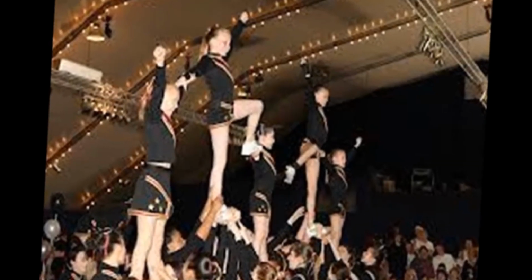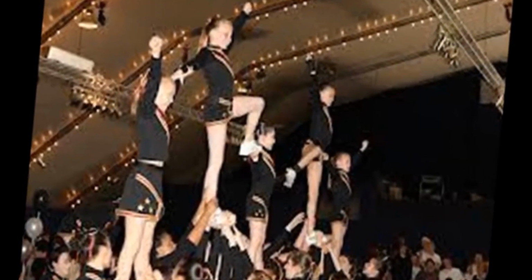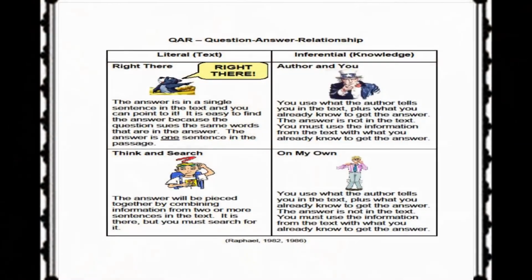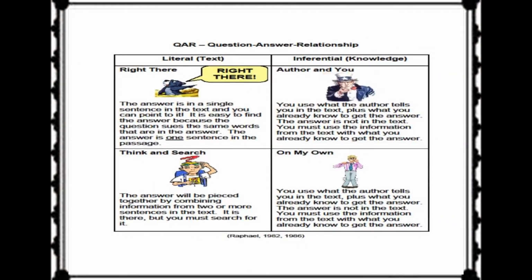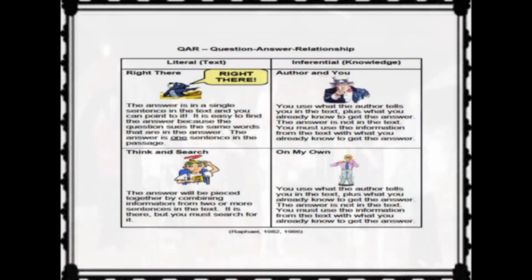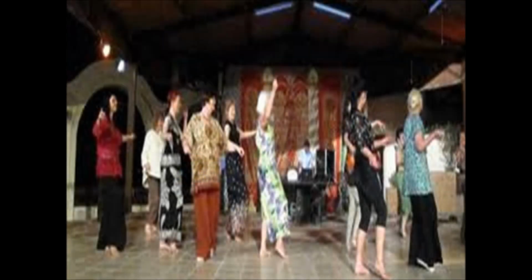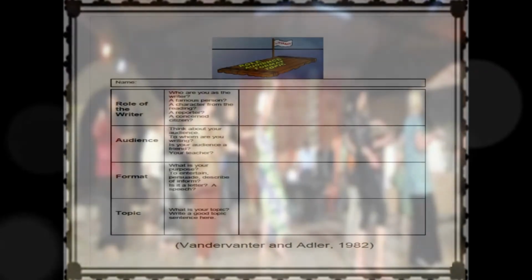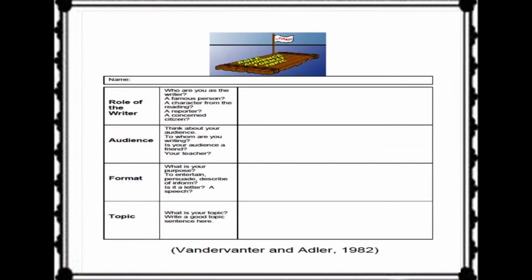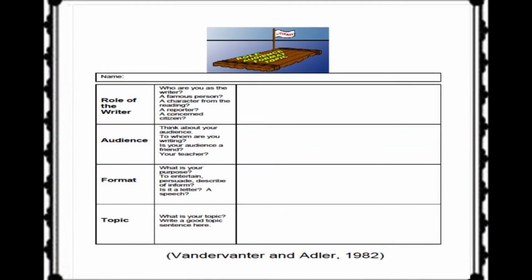And also make a feedback of whatever you have read. You can make a feedback in a format or in an organizer where you can say role of the writer, role of audience, what is the format used, what is the topic, and what reading style you have used, what reading strategy you have used, and what reading technique you have used.